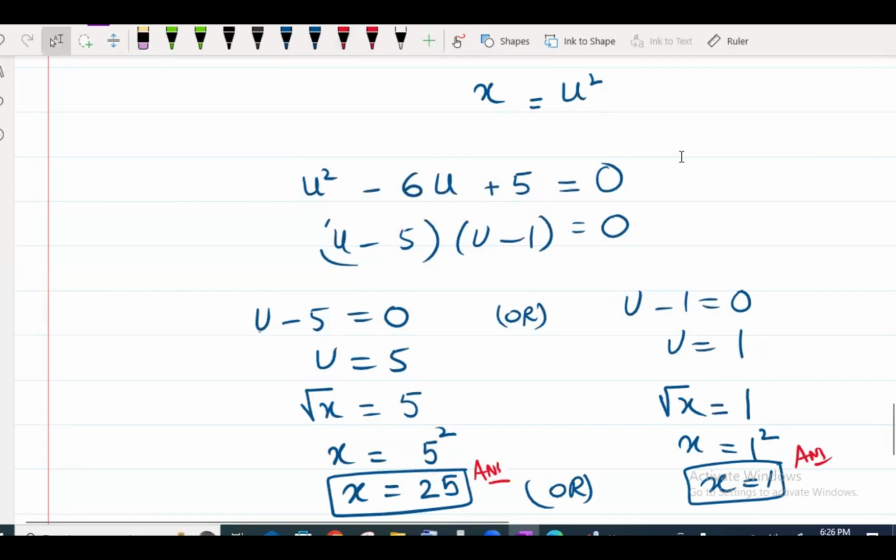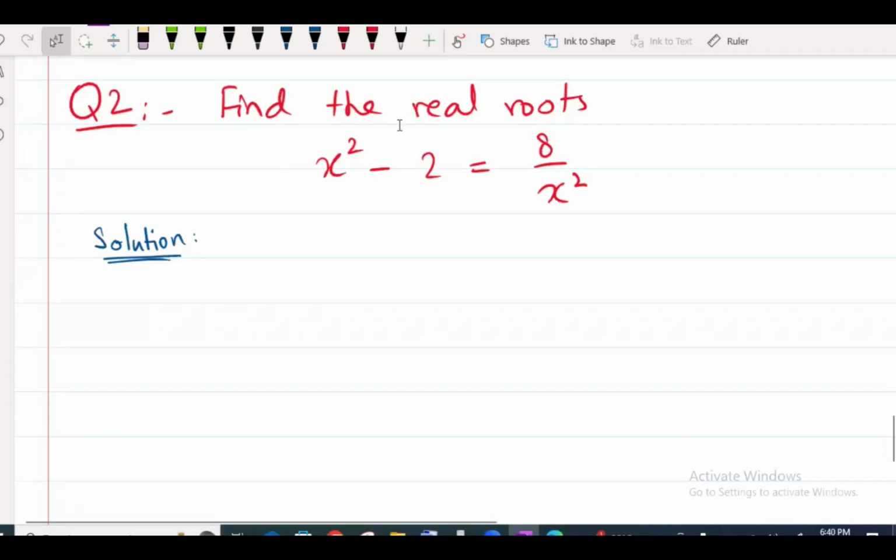Okay, in this case, question number 2, find the real roots. First, you should know what roots are. Roots are basically the value of the unknown in the equation, the value of x. When you have to find the roots, it means you have to solve the equation to find the value of x. And real roots means you have to find the roots in real number form.